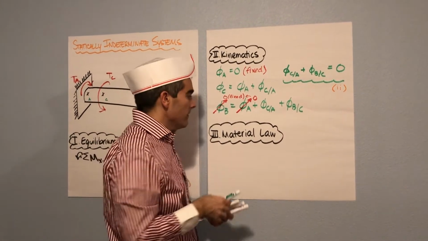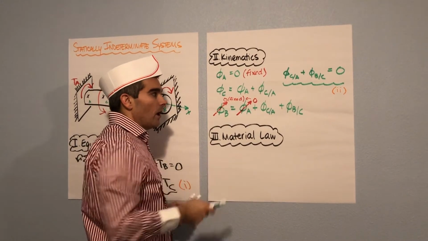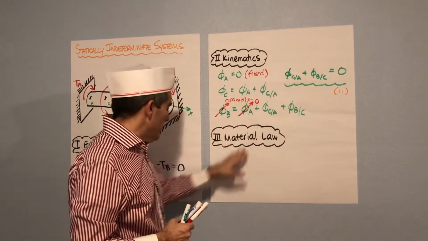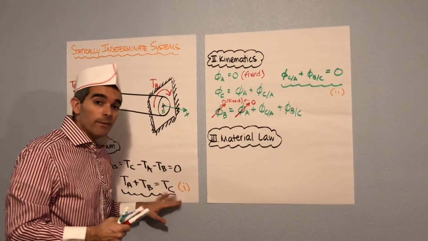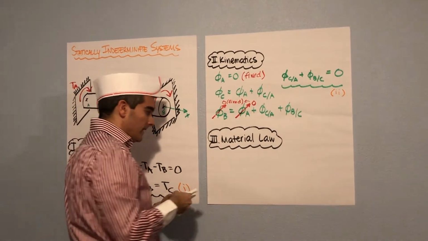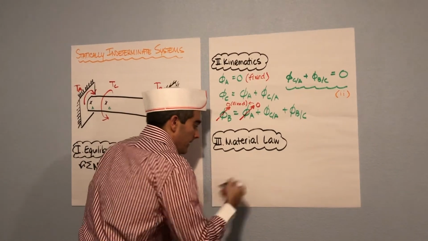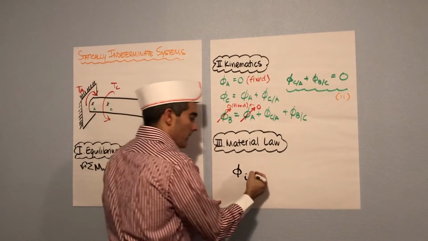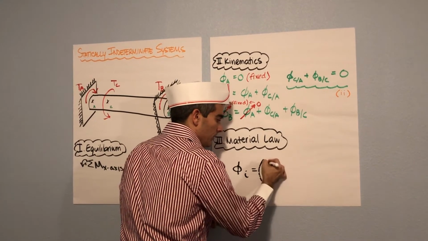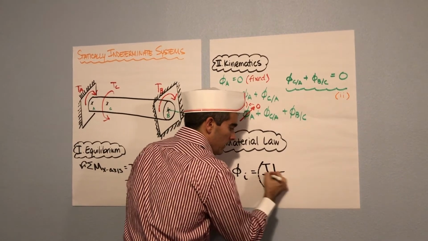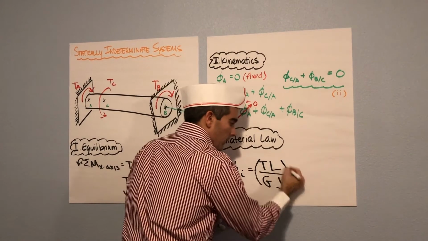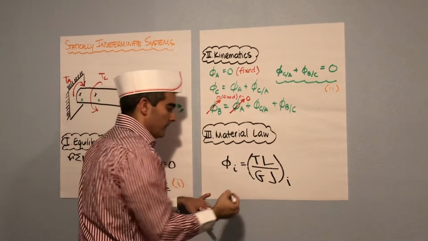Finally, we move to material law. In material law, we want to come up with an expression that relates angle of twist to our torque. We came up with that expression the last time. We said that the angle of twist for any given segment is equal to TL over GJ for that particular segment.